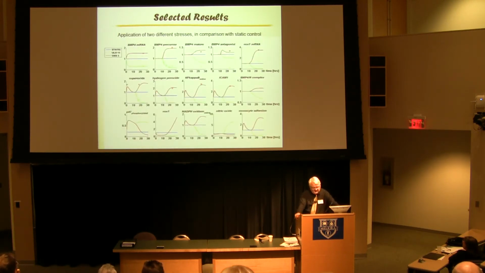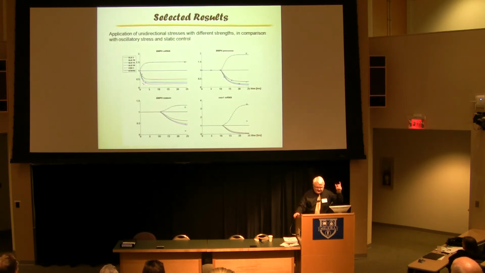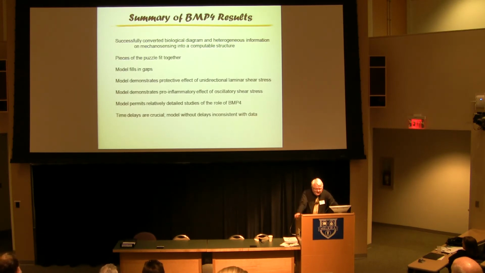Here are some results, how the BMP4 precursors and mature and so on react to different stresses. The details are not important, but you can fill in the blanks, and you can figure out what parts in between the system are doing, and you can test different scenarios. Here, we don't need that. So, we have successfully converted this biological diagram plus heterogeneous information. If you have information that says, this thing is actually affecting that process, you know where to put it into these equations. The pieces of the puzzle fit together in this case.